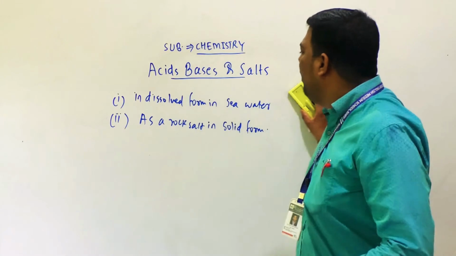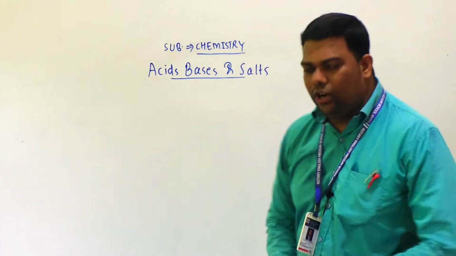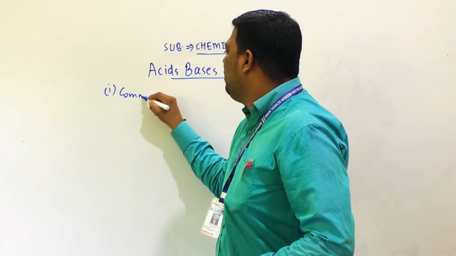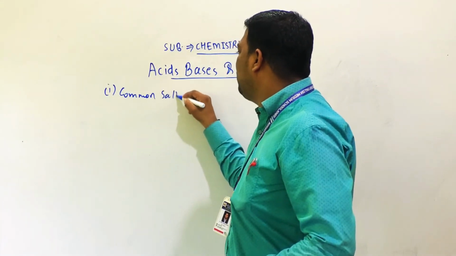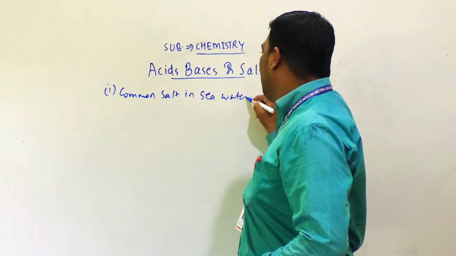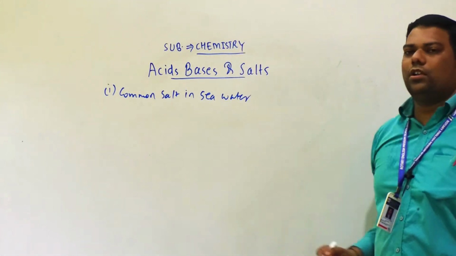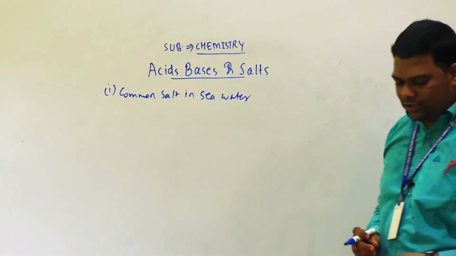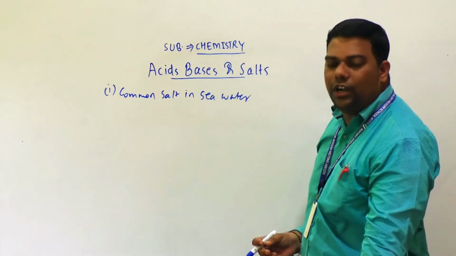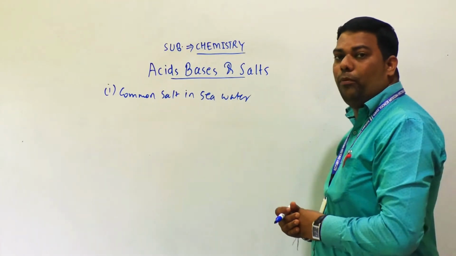First we will discuss common salt from seawater. How does it happen? Sea water contains dissolved salts, which are obtained after evaporation in shallow pools.